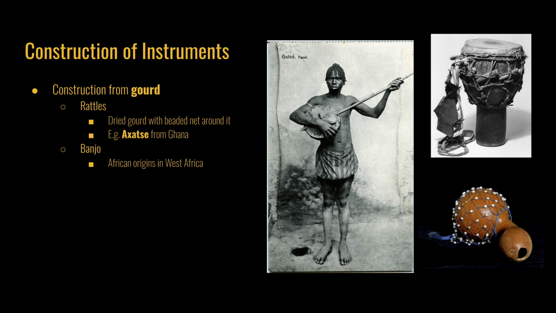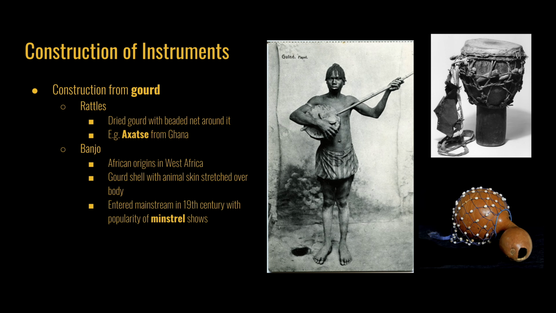Early versions of the banjo, which had origins in West Africa, were also made in the North American colonies. This was the gourd shell with an animal skin stretched over it and either animal fiber or other fibers used for the strings. The banjo entered the mainstream in the 19th century with the popularity of minstrel shows and later became more standardized into the banjo we're familiar with today.